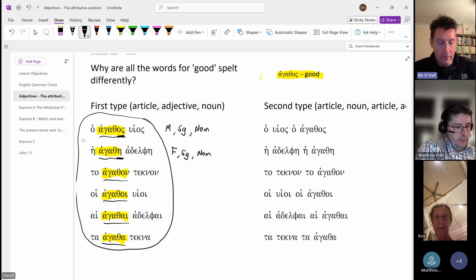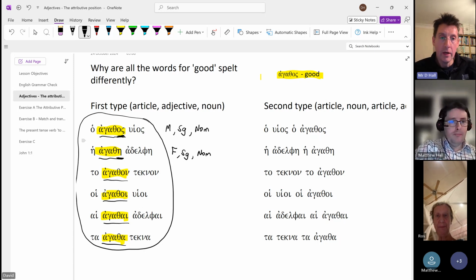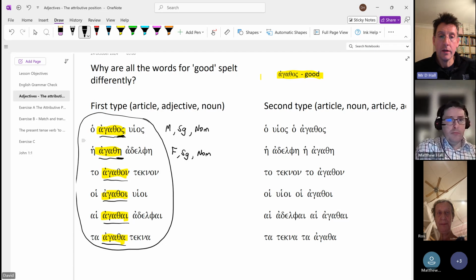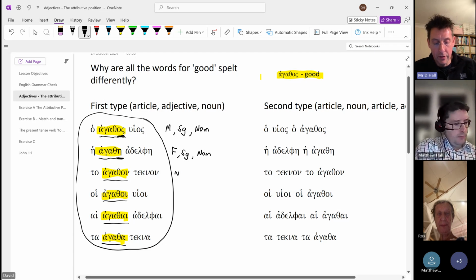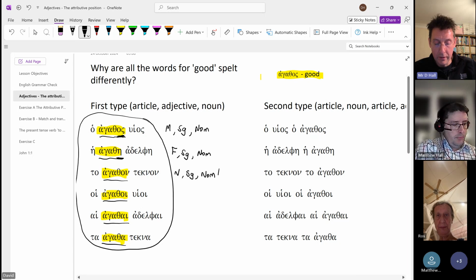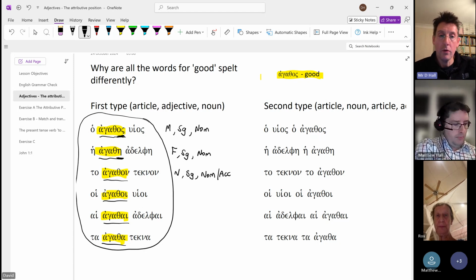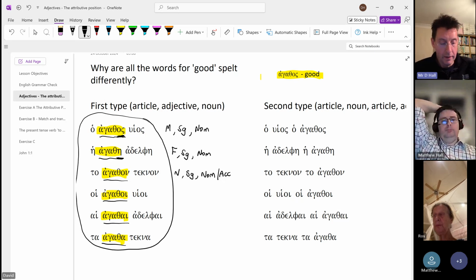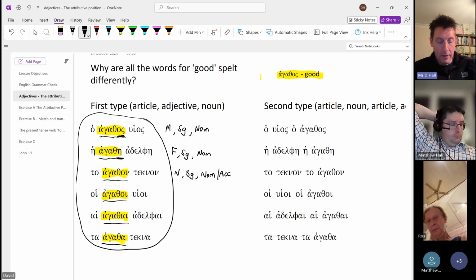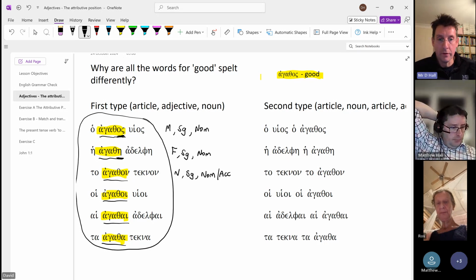Next one down, to agathon teknon. Teknon is child, it's a neuter. So this one's a neuter noun, it's also singular, and again it's in the nominative, although it could be in the accusative as well, because remember in the neuter they are the same. The singular nominative and accusative are the same, and the plural nominative and accusative are the same. And then you've just got the plural versions, which I've put down here.